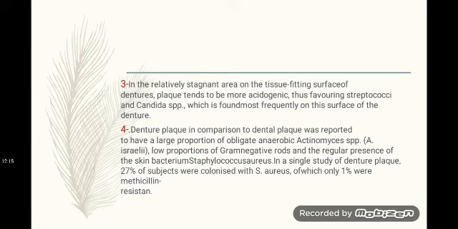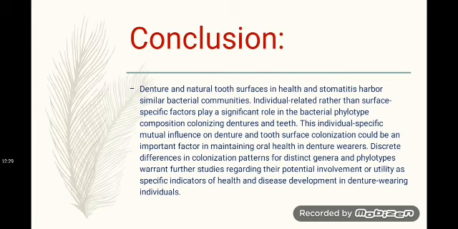It says that it has a large proportion of obligate anaerobic Actinomyces, a low proportion of gram-negative rods, and regular presence of the skin bacterium Staphylococcus. And the conclusion says that denture and natural tooth surfaces in health and stomatitis harbor similar bacterial communities.